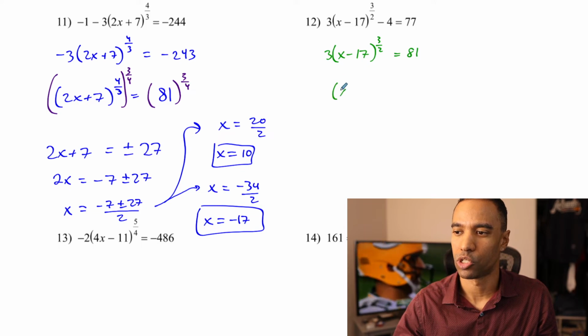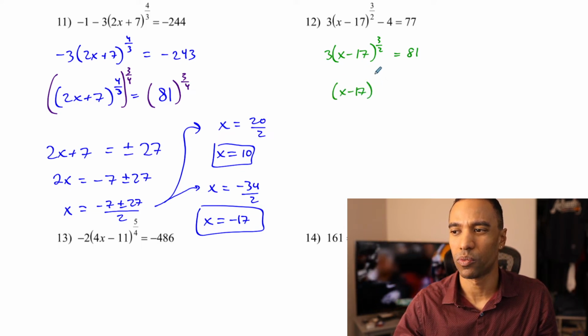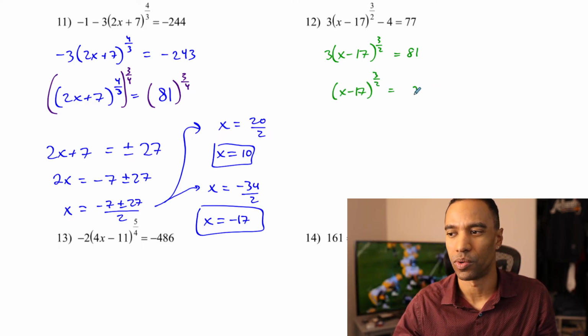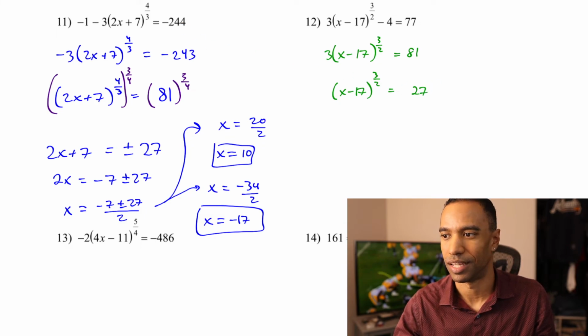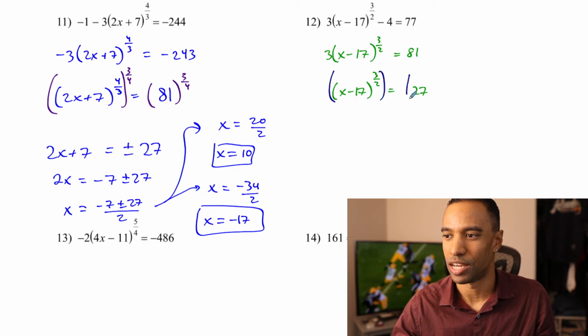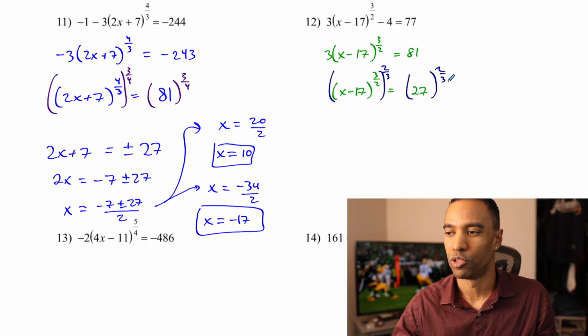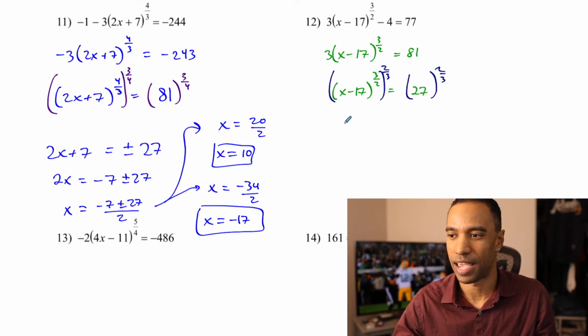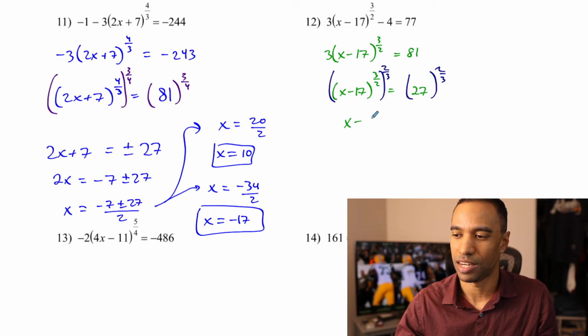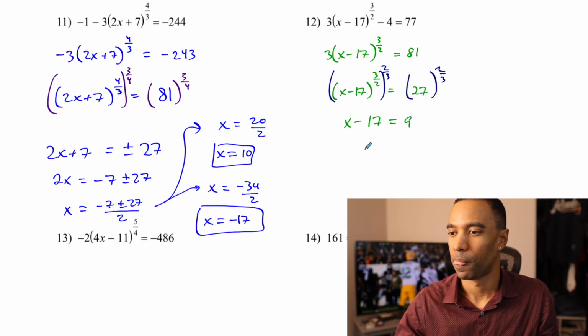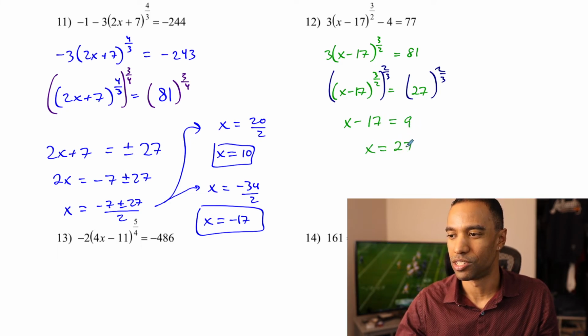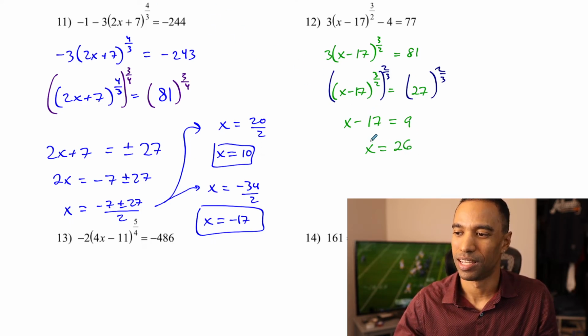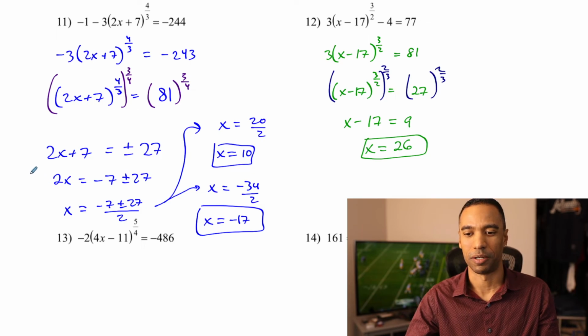81. 81 divided by 3 is 27. See, we're getting a lot of the same numbers out when we're doing these, like the cube root and the 27, things like that. It happens. You're just doing a little step here and there that's going to change some things. So to the 2/3 power here. And the cube root of 27 is 3. 3 squared is 9. So we're going to get x minus 17 equals 9. Add 17, we'll get 26. See, I wrote 27. I said 26. We get 26 right there.